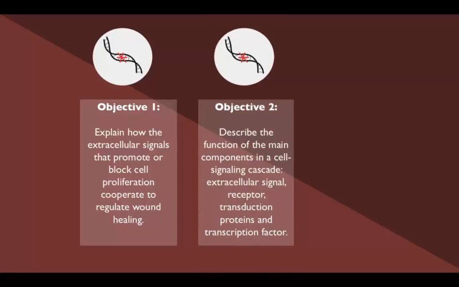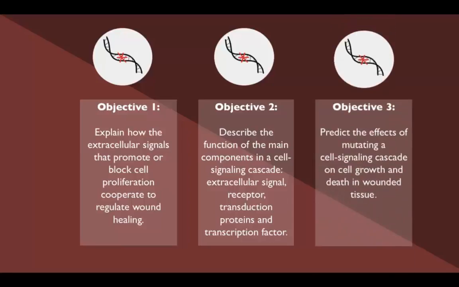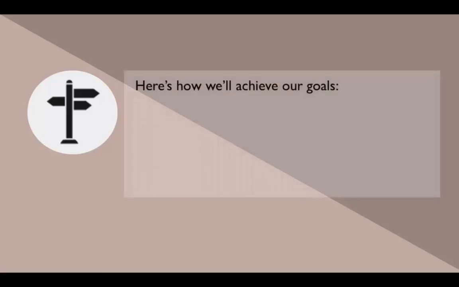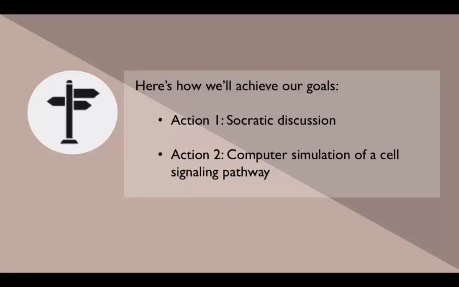Describe the function of the main components in a cell signaling cascade: extracellular signal, receptor, transduction proteins, and transcription factor. Predict the effects of mutating a cell signaling cascade on cell growth and death in wounded tissue. We will achieve these goals by engaging in a Socratic discussion and a computer simulation of a cell signaling pathway.